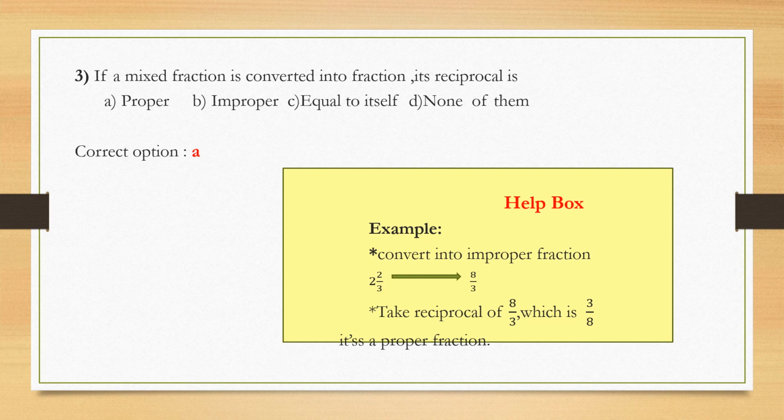Now what am I supposed to do? I have to take the reciprocal of that mixed fraction. So the mixed fraction is converted into an improper fraction. Now I'll take the reciprocal of 8 upon 3. So the reciprocal of 8 upon 3 is 3 upon 8. So what kind of fraction is 3 upon 8? It is a proper fraction. Why? Because your numerator is smaller than your denominator.